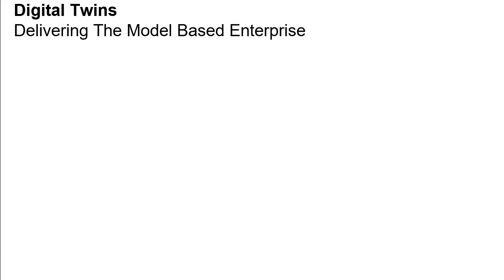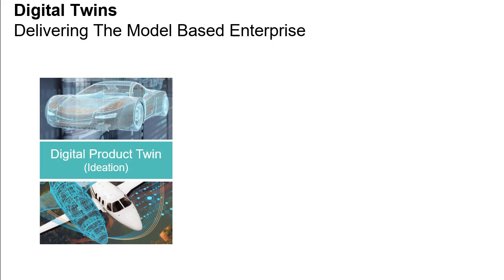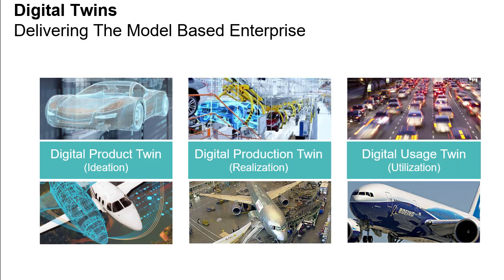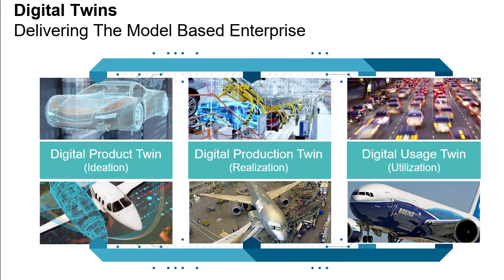If we think of the life cycle of a product as 3 key phases, those would be ideation, in which the idea of the product comes into existence, followed by realization, in which the product is produced and becomes a thing in the real world, followed by utilization, in which that product lives the life and performs the role for which it was intended.